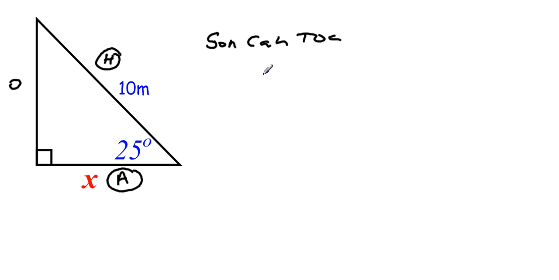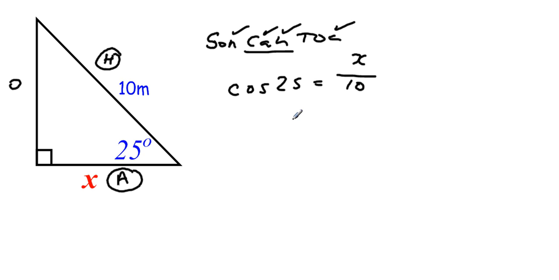SOHCAHTOA, tick off the ones we have, in this case the hypotenuse. The one we're interested in this case is the adjacent, because we don't have enough sides. So that's a cosine question. So cosine of our angle, 25, is our adjacent side, x, over our hypotenuse 10. Okay, having a look at this, reading it back to front, it says x divided by 10 is cos of 25. If that's the case, then x must just equal 10 multiplied by the cos of 25, and that gives us, if we plug it in a calculator, 9.1, and meters were our units.